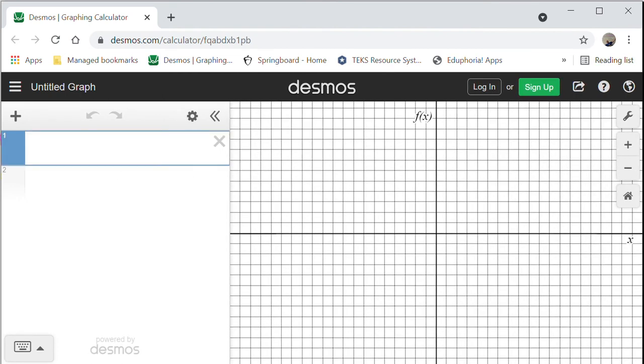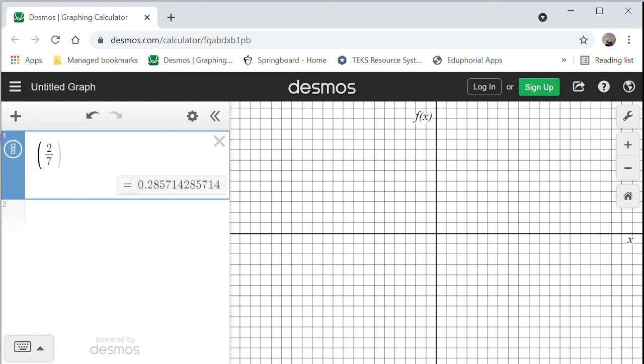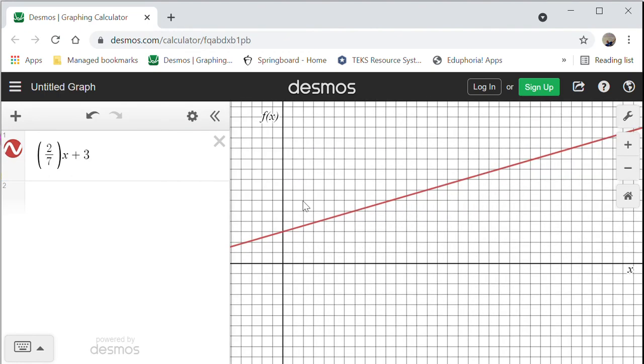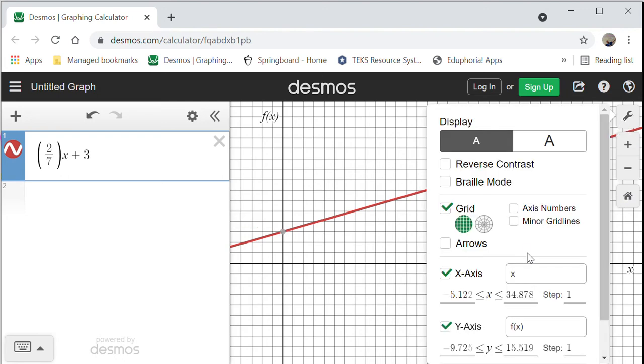Anyway, so what it comes out to is 2/7 times the number of days. So in Desmos, I'm going to use x for the days, plus 3. And there you have it, right? So here's our y-intercept.